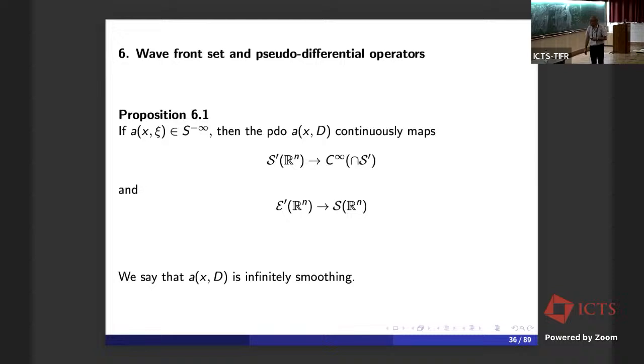So when you have an identity like this, you can be happy because you can forget about the last term. It is smooth. How do you see it? I just give an idea about the first point. You just have to write the action of the pseudodifferential operator.